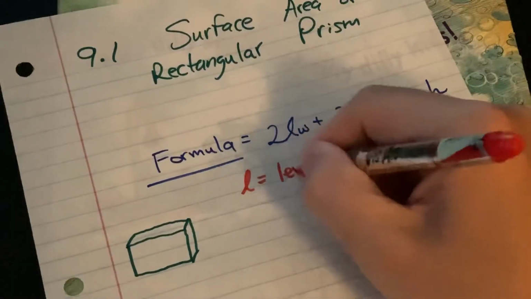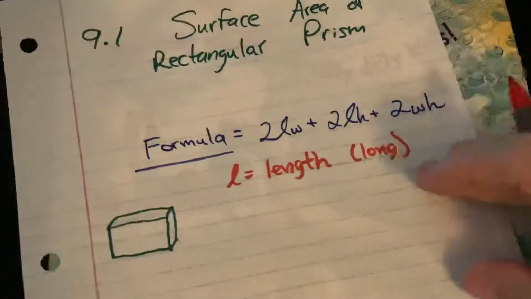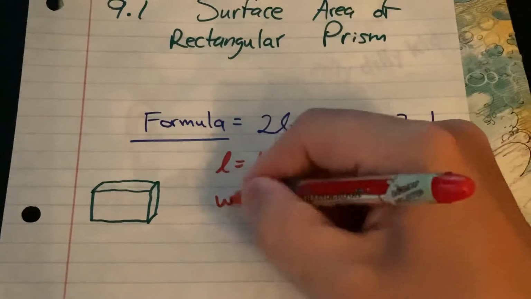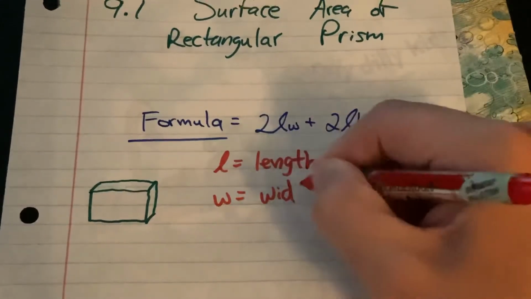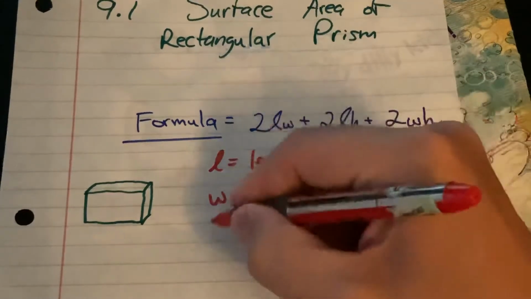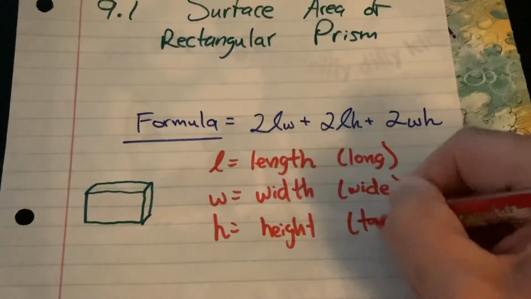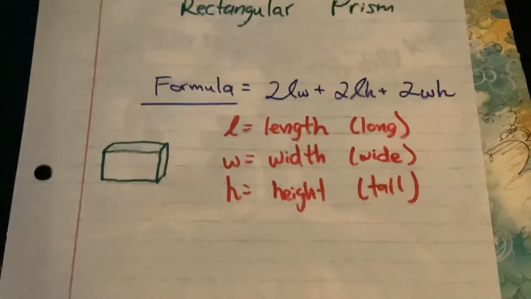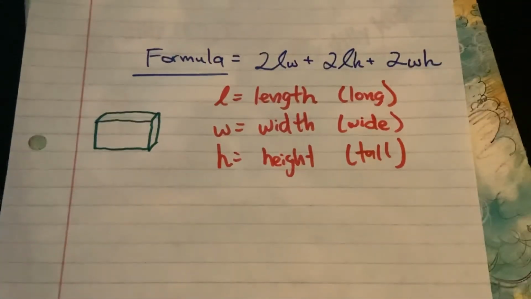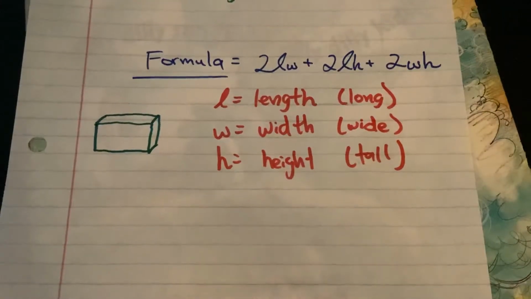L is the length. How long is the rectangular prism? W is the width. How wide is it? H is the height. How tall is it? If you're not good with your math skills, feel free to pause the video, by the way. Use your phone, a calculator, one that's on your Chromebook or your computer or your tablet or whatever you got. Use a calculator. There's no shame.